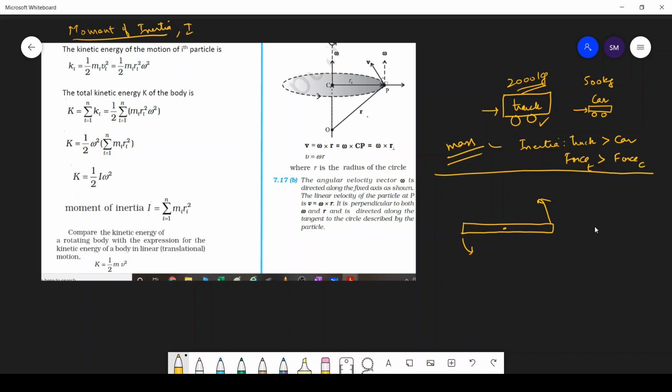So you have two rods. One has mass 1 kg and another has mass, suppose, 10 kg. So you want to rotate both of them. So tell me where you need to apply more torque.